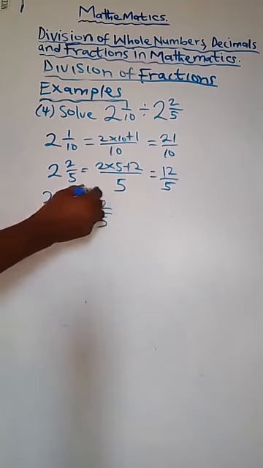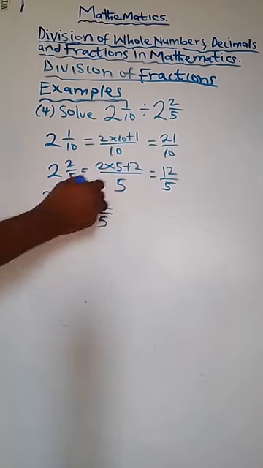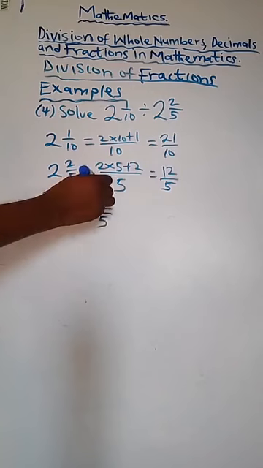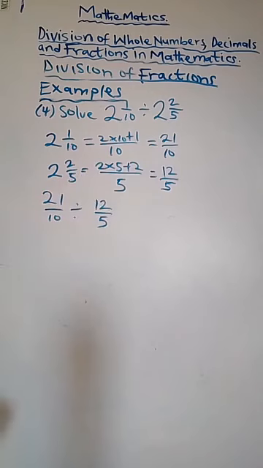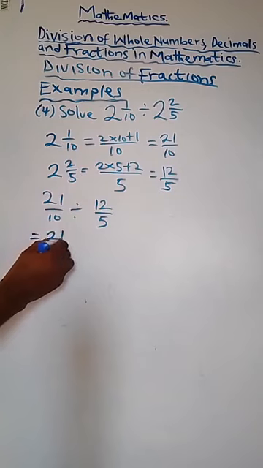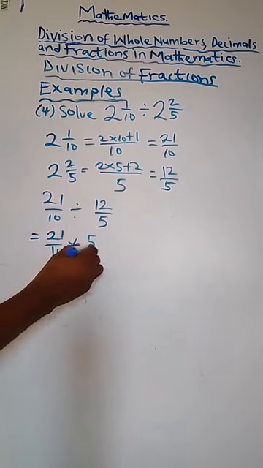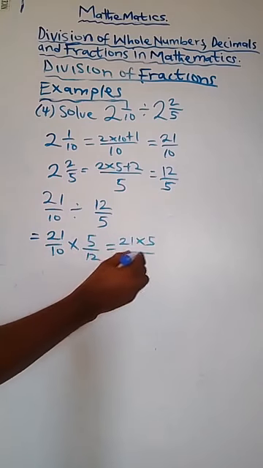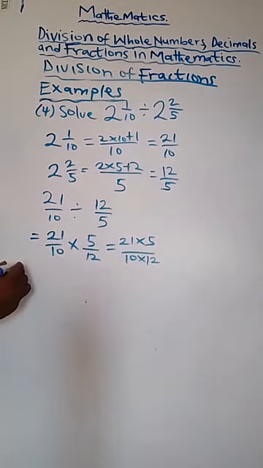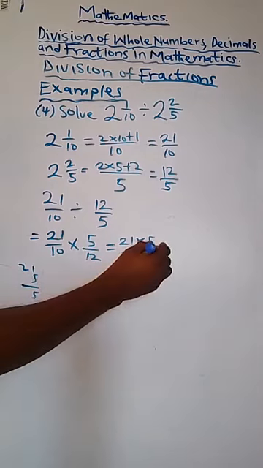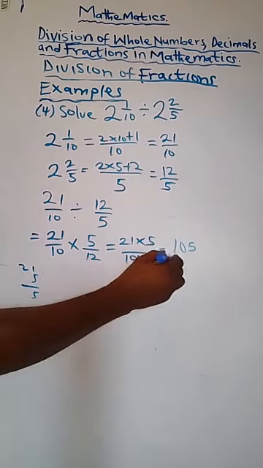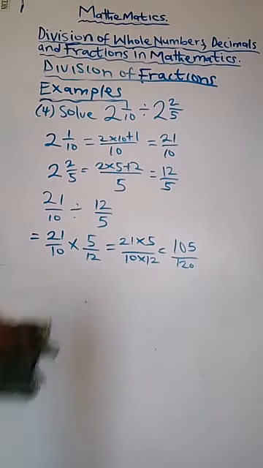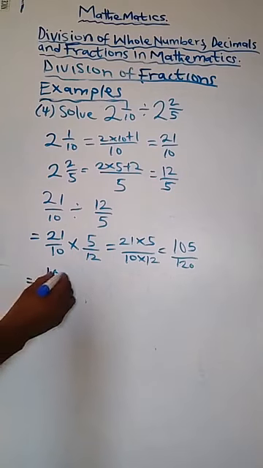So the number behind the division sign has to undergo the inversion process or reciprocal process. So the denominator will go to the numerator, the numerator will come to the denominator. So this is what we are saying. You now have 21 over 10 times 5 over 12. You can go by way of saying 21 times 5 over 10 times 12. So 21 times 5 is 105, and 10 times 12 is 120. So now we have 105 over 120.